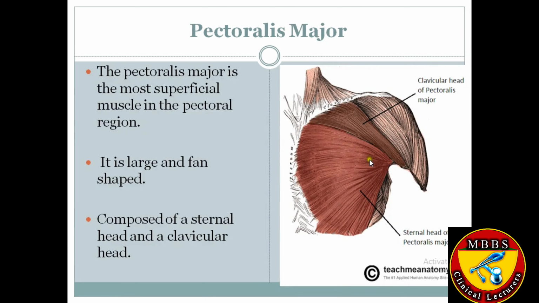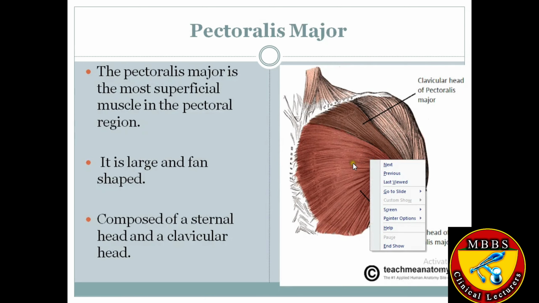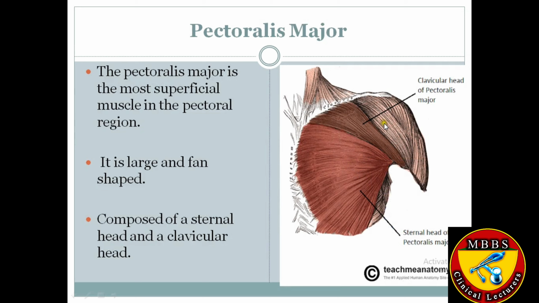The pectoralis major muscle. The pectoralis major muscle is the most superficial muscle in the pectoral region. It is large and fan-shaped. It comprises two heads. The head originating from the clavicle is called the clavicular head, whereas the head originating from the sternum is called the sternal head.